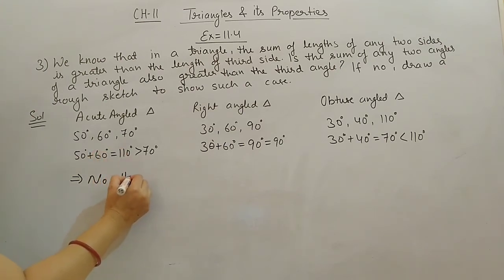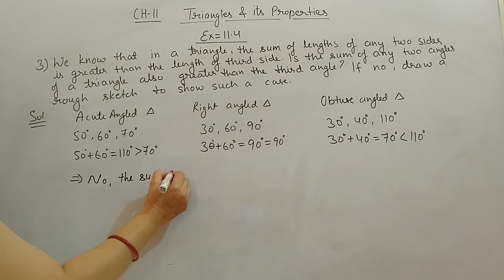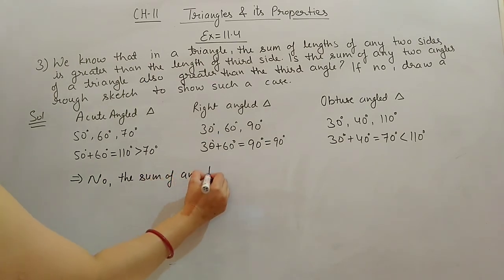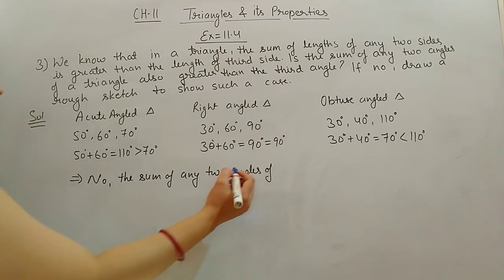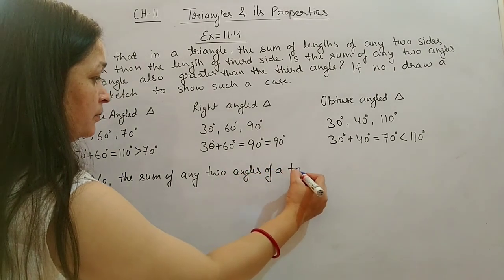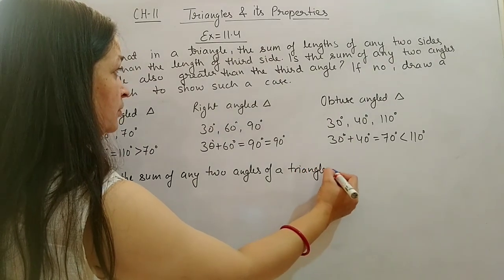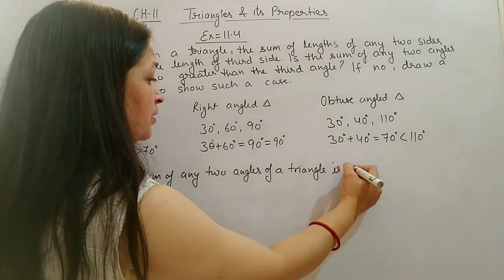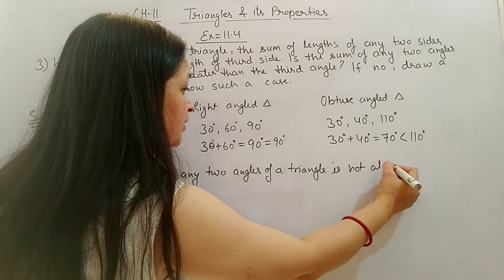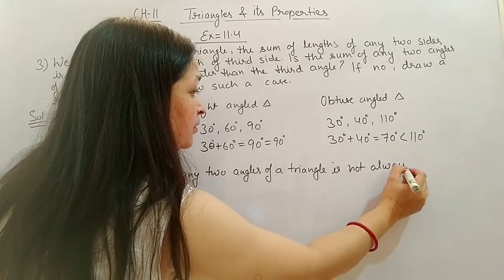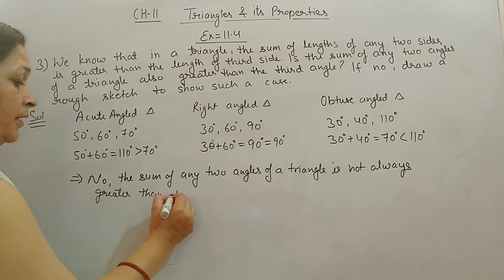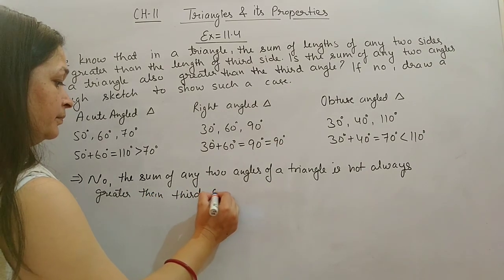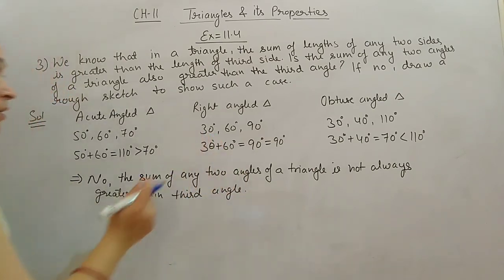The sum of two angles of a triangle is not always greater than the third angle. And we have to draw one example also.